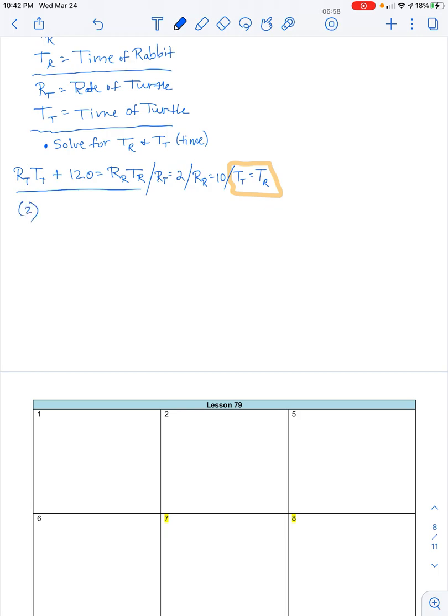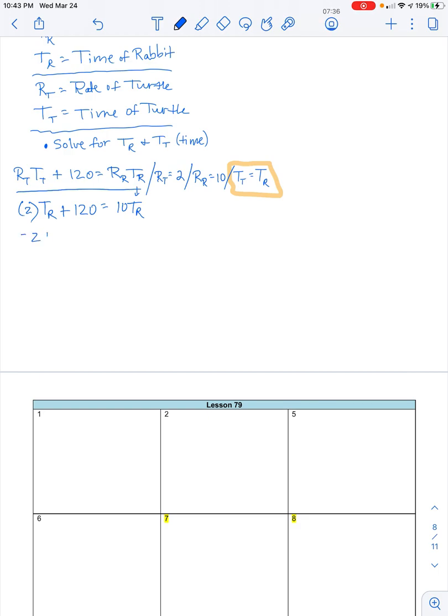r sub t is 2. The time of the turtle is t sub r, right? And I grabbed that from what's boxed in over there in orange, plus 120. The rate of the rabbit is 10. The time of the rabbit is t sub r, which is already here. We're going to leave that as is. And the reason I don't want to change this to t sub t is because I want one variable in my equation. So I'm going to go ahead and leave this t sub r on the end as is. But now I have something to solve.